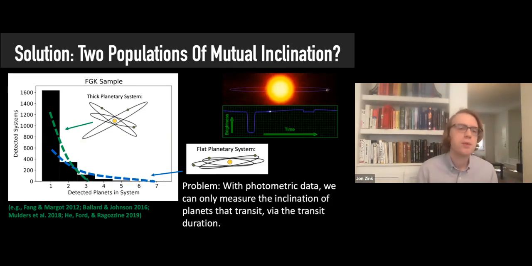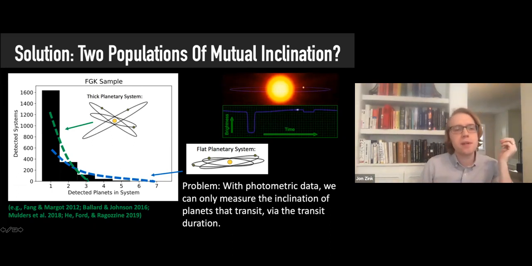One solution proposed was this idea that there were two populations in the Kepler data. So we had a population of very thick disk planetary systems where they had a very high mutual inclination. And then there was this second population, which are really thin disk, a really low mutual inclination. And if you have these two unique populations, you have a larger parameter space, so it's easier to fit two Poisson distributions than it is to fit one. And you can definitely accomplish that goal with this two population model.